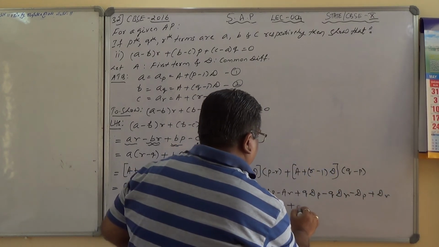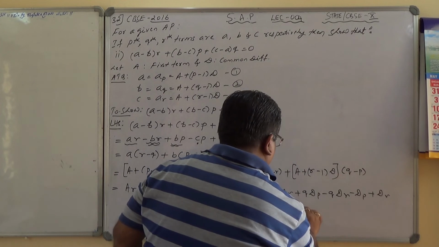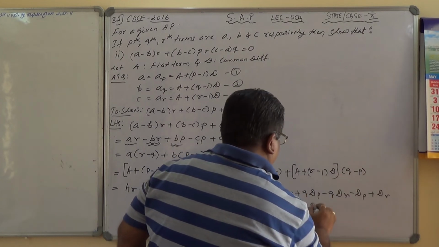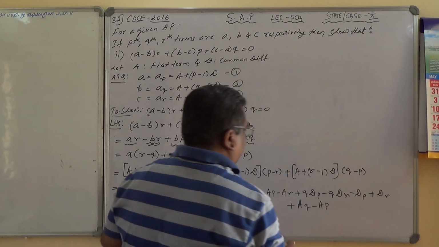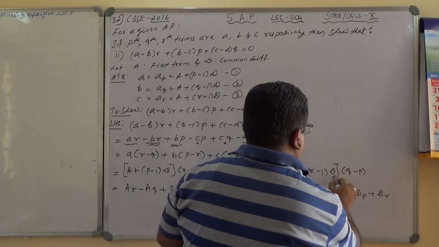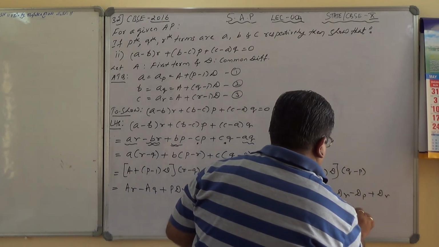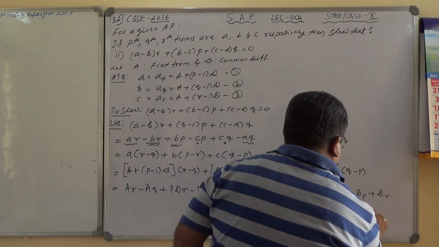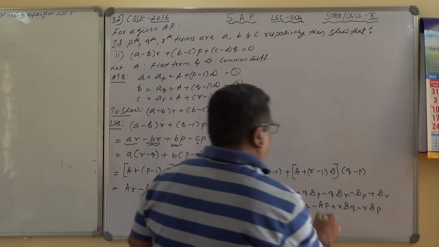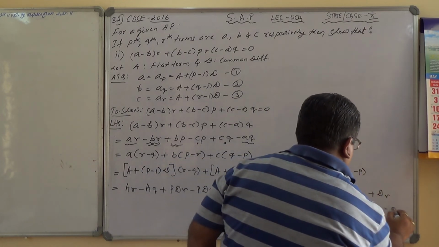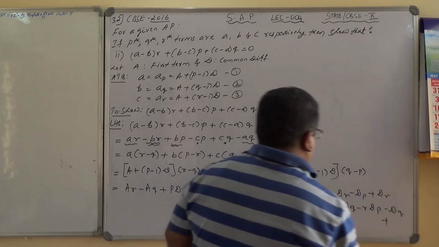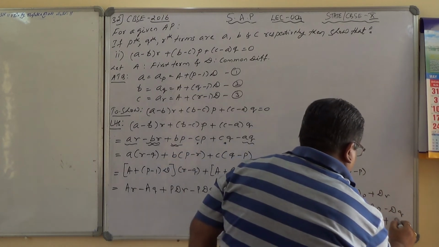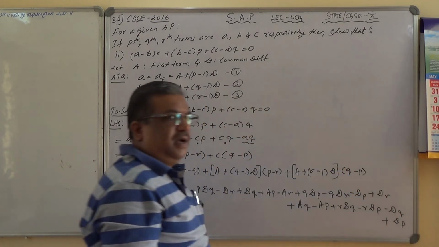and finally plus AQ minus AP plus RDQ minus RDP minus DQ plus DP. This is what I have got.